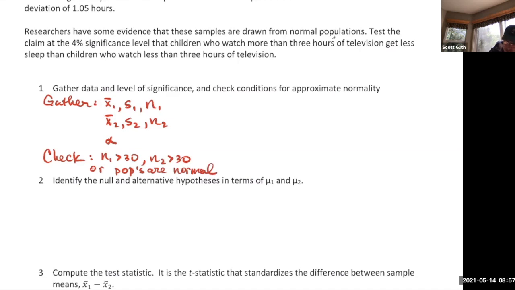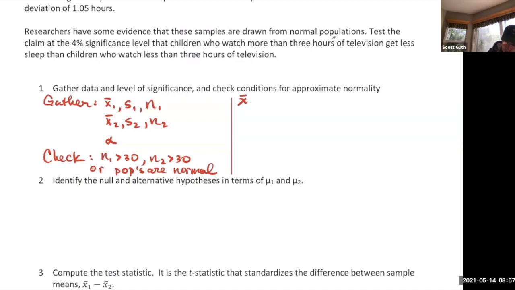Okay, to this point, does anybody have any questions about where we're going with this? Sample size bigger than 30 guarantees that sample means will be approximately normal in distribution. Well, we don't have that, but let's go ahead and write down what we do have.